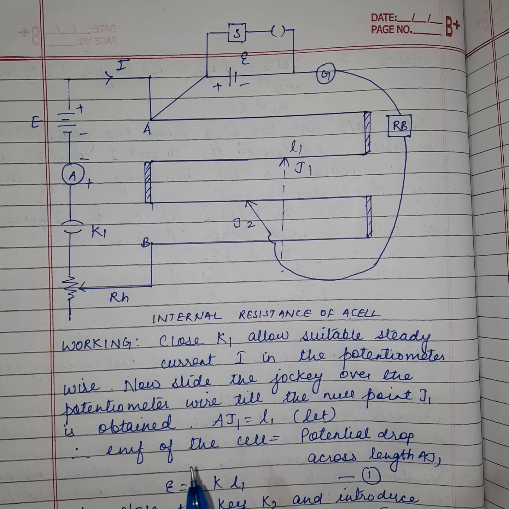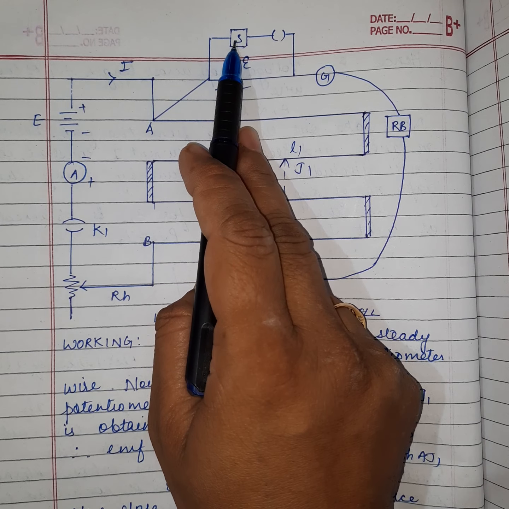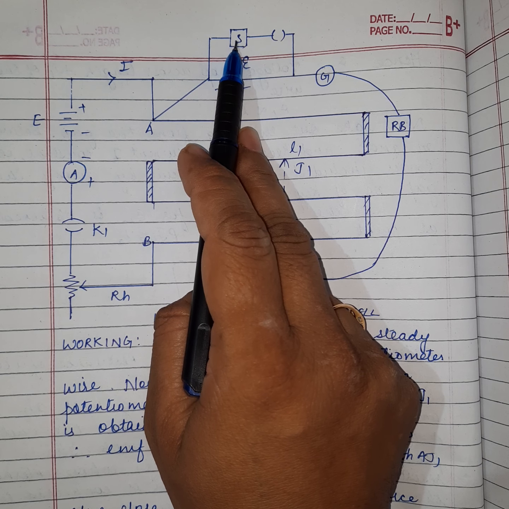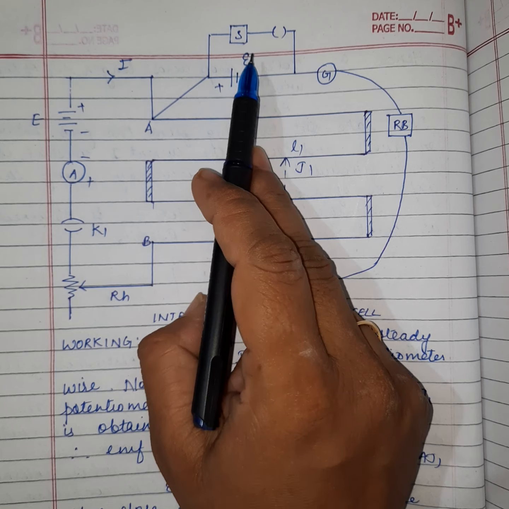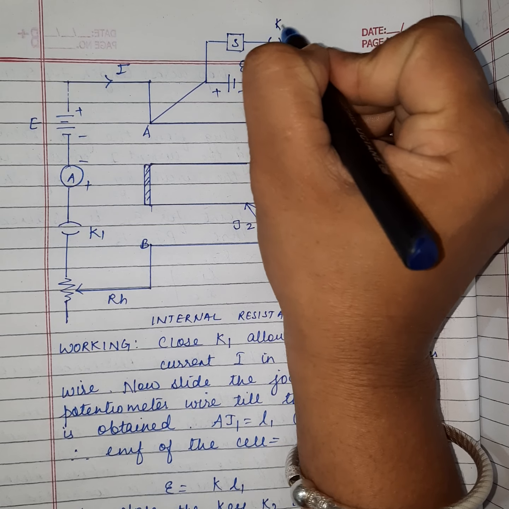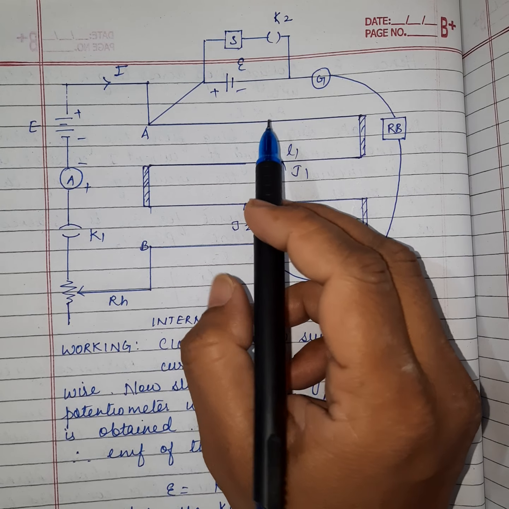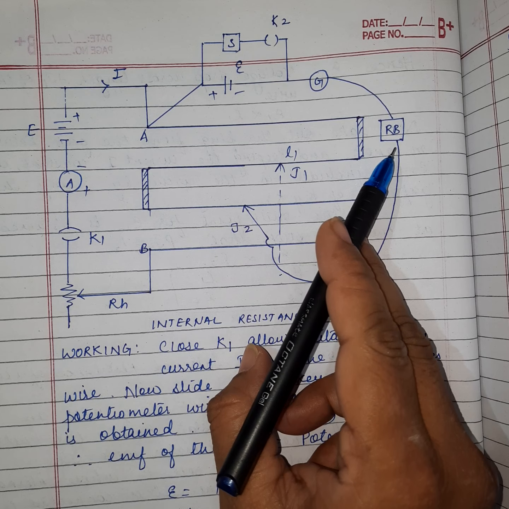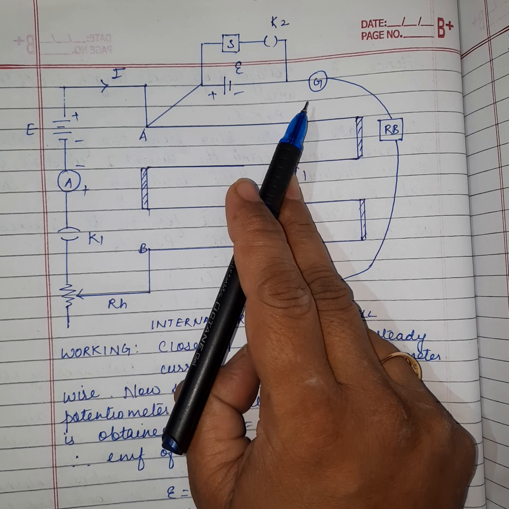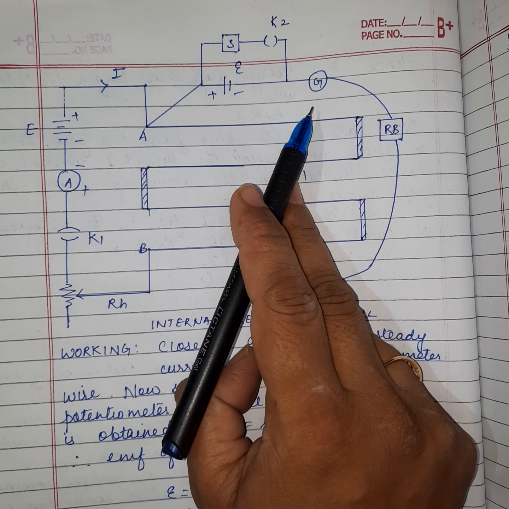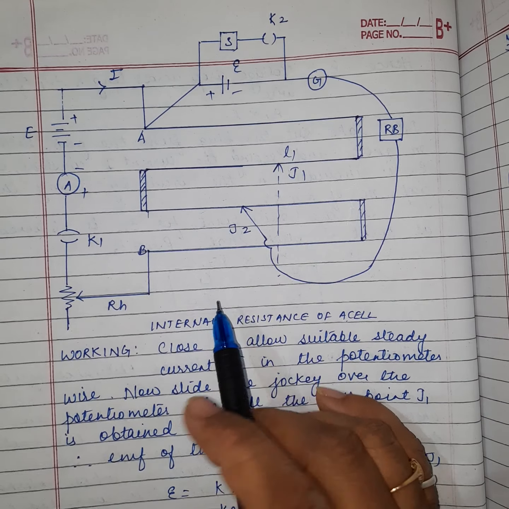Then a resistance box S is connected in parallel to the cell through key K2. Suitable resistance is introduced in RB to restrict the deflection within the scale of the galvanometer. So this is how the circuit is made.